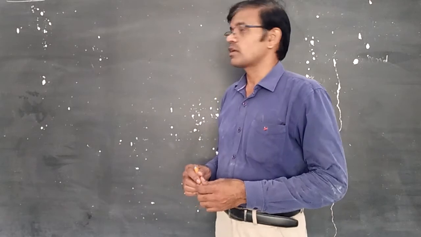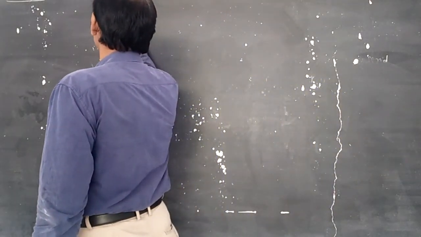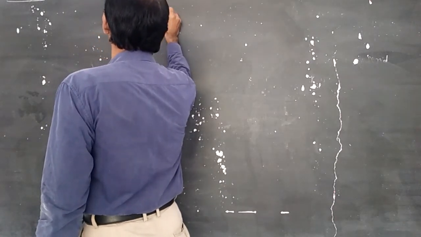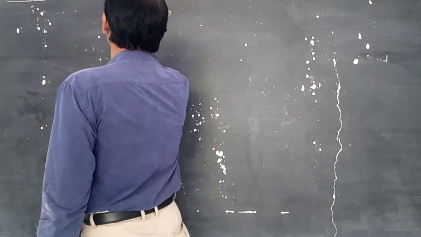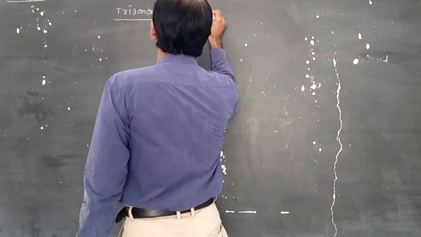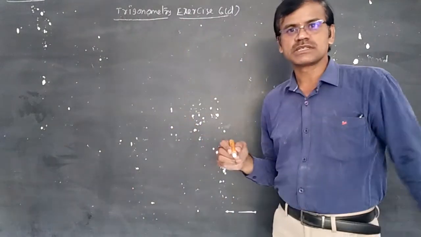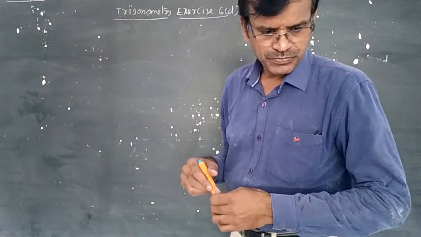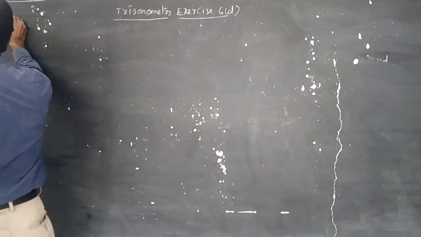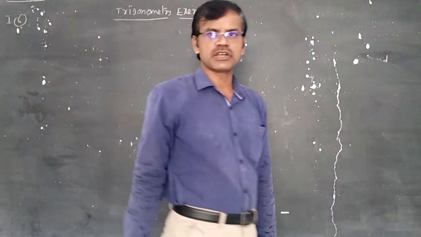Students, we are handling the chapter Mathematics 1A Trigonometry. Trigonometry exercise 6D is going on. In exercise 6D, Roman number 1, 5 sums were completed yesterday. Let us discuss from the 6th sum onwards. Roman number 1, 6th question.